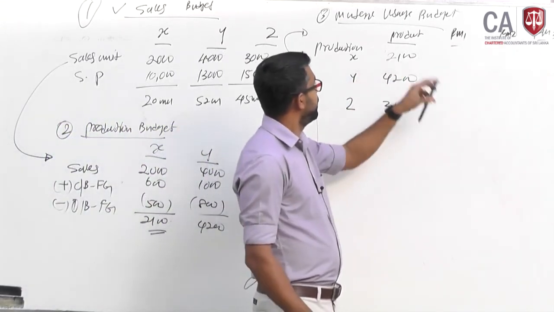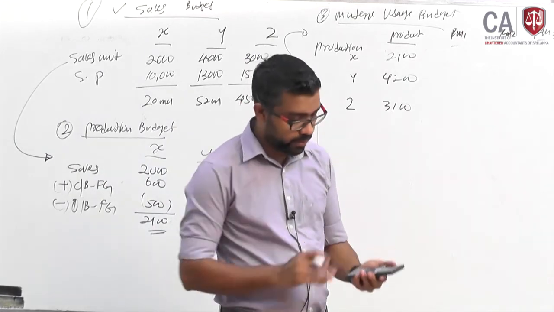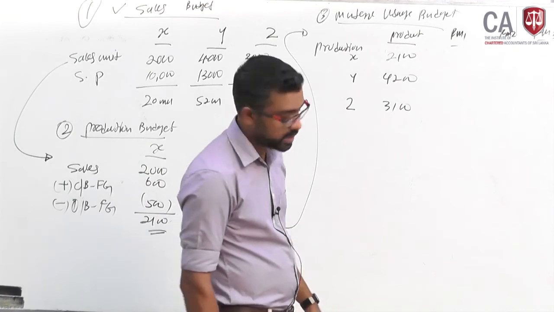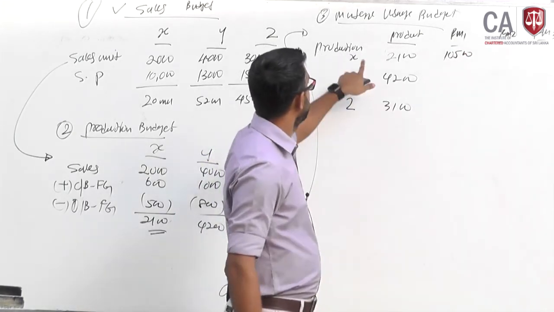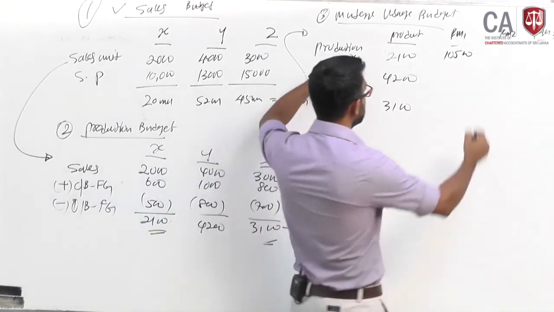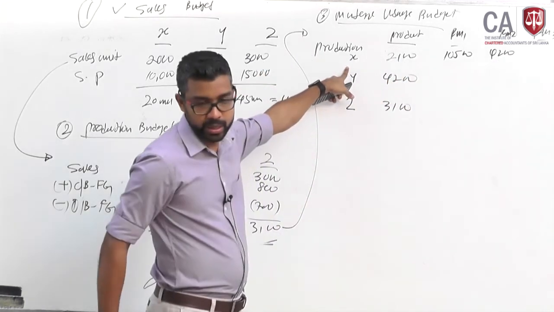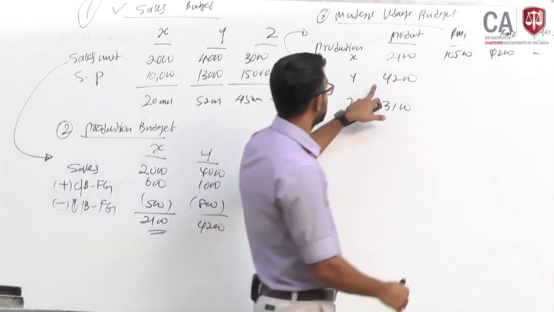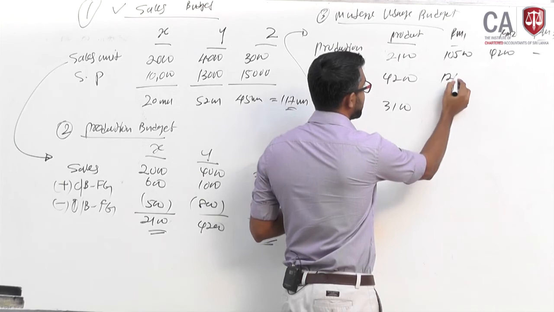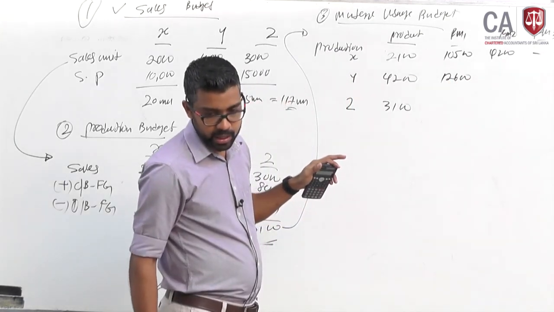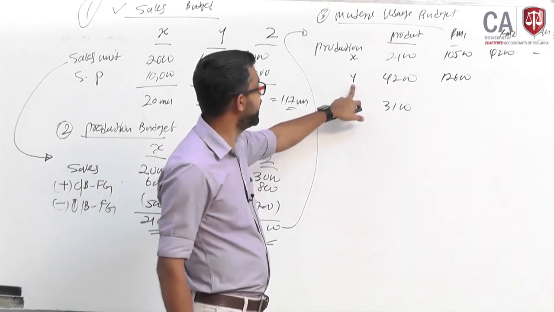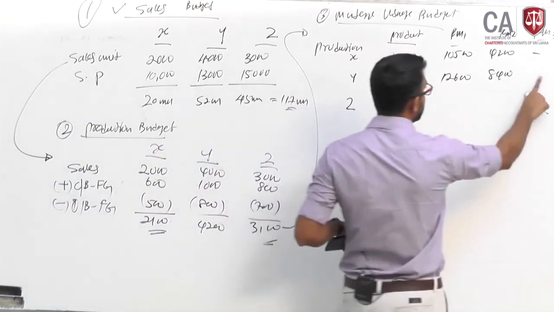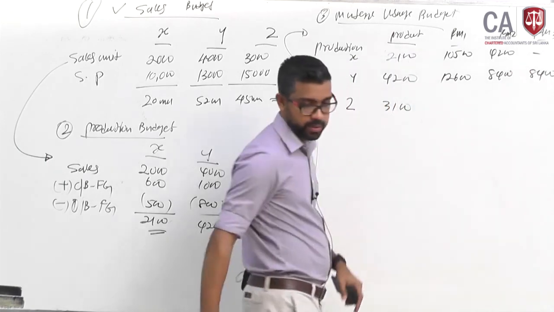Right? For 1 unit of X you require 5 units of raw material 1, which means 2,100 into 5, 10,500. For raw material 2 you require 2, which means 4,200, 2,100 into 2. And raw material 3 is not required. For Y, you produced 4,200, and you require 3 units of RM1, 12,600. For raw material 2, 2 units, 8,400, which means 4,200 into 2.